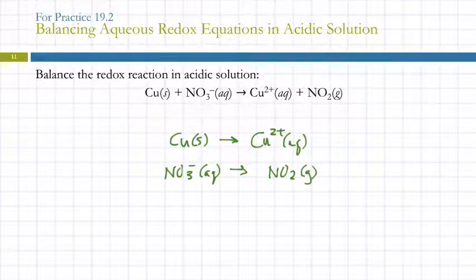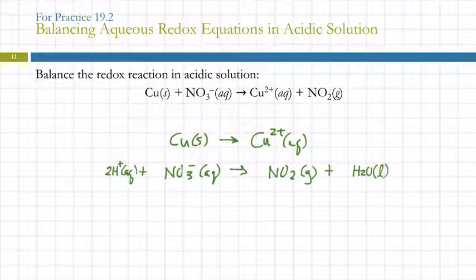Balance with respect to mass. First one's fine. Second one, the nitrogens are fine, but the oxygens are not. I've got 3 oxygens on the left, 2 on the right. I add water molecules to balance the oxygen. So if I put H2O liquid over here, now I have 3 oxygens over here and 3 over there. But I threw hydrogen in, and so I need to take care of that. I have 2 hydrogens over here, and so I need 2 hydrogen ions on the other side. Okay?